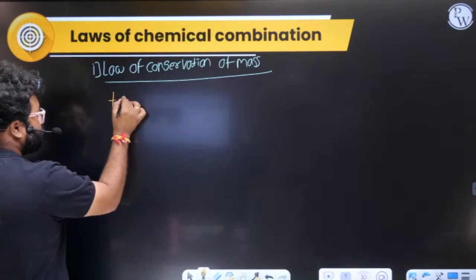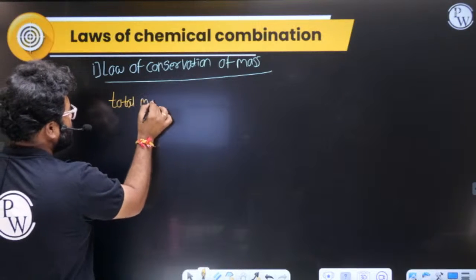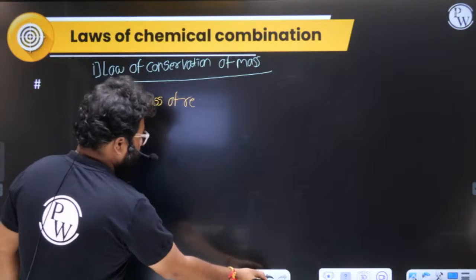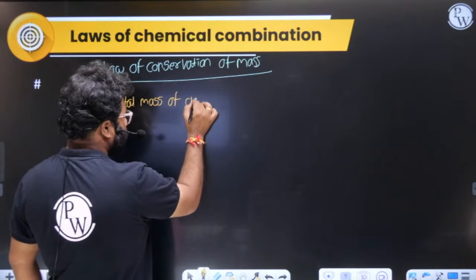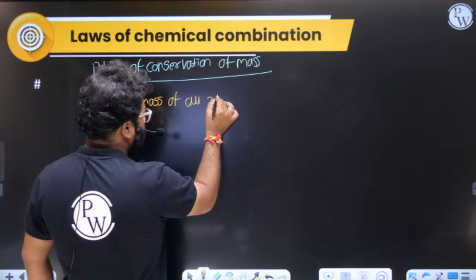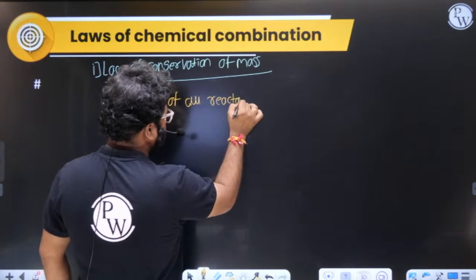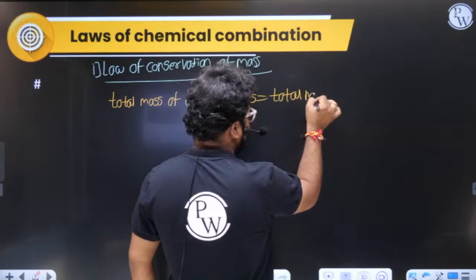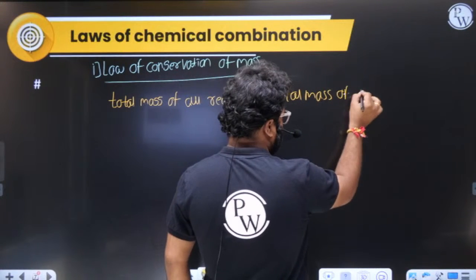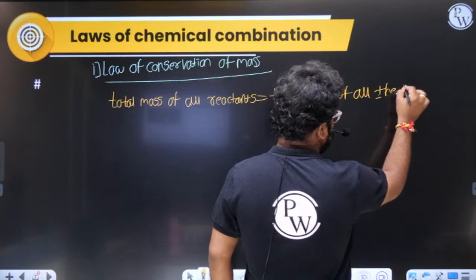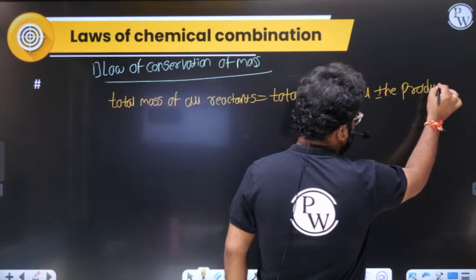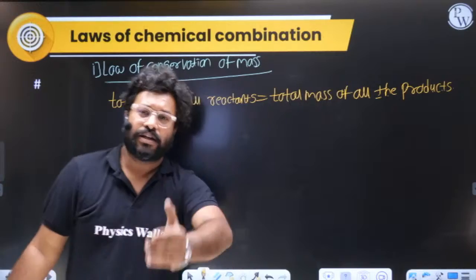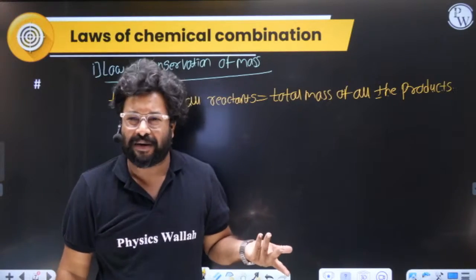Total mass, you can take mass or weight, doesn't matter. Total mass of all the reactants is always equal to total mass of all the products. Yes, Ishant, this is the concept of maybe class 9.